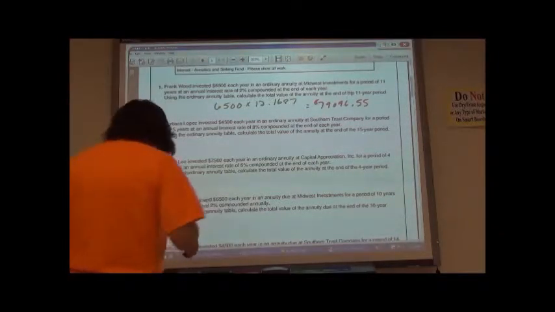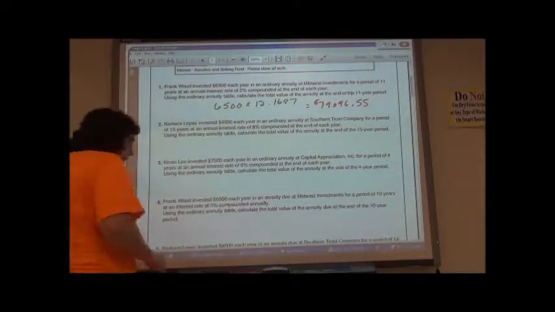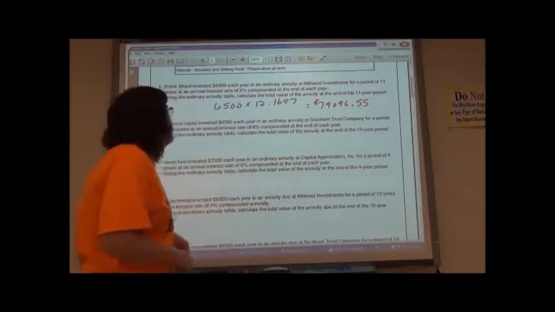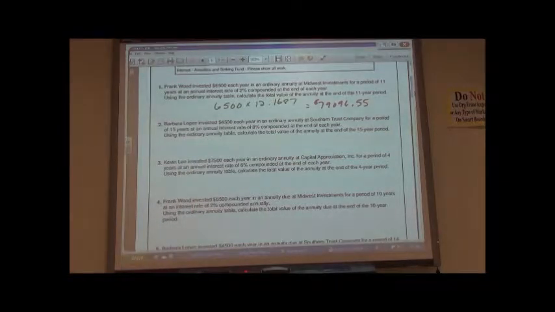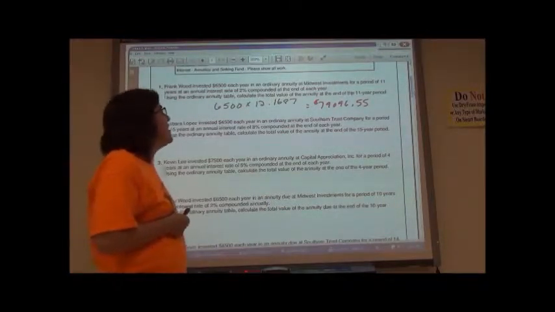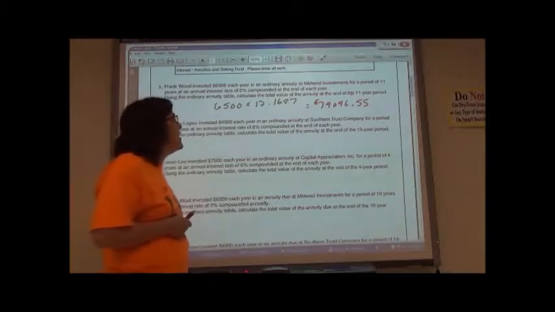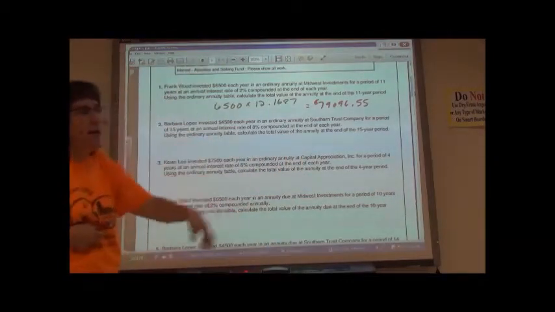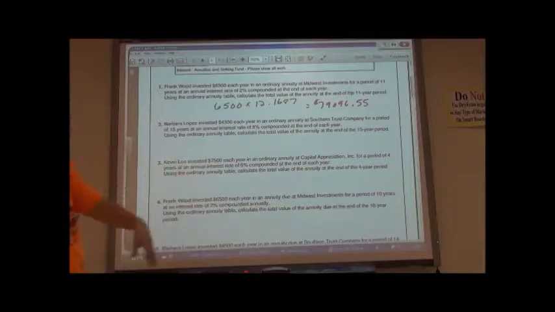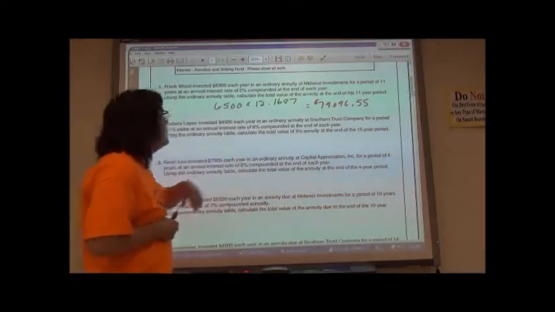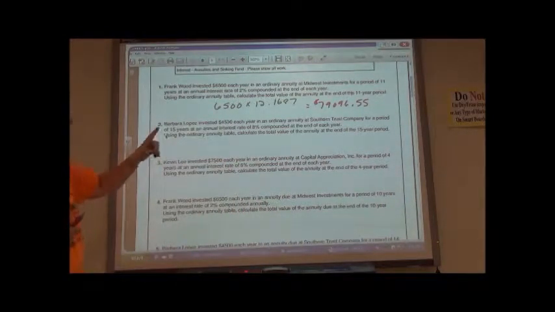So on number 2, same kind of thing there. Barbara Lopez invested $4,500 each year in an ordinary annuity at Southern Trust Company for a period of 15 years at an annual interest rate of 8% compounded at the end of each year. Using the ordinary annuity table, calculate the total value of the annuity at the end of 15 years. So an annuity, we put money in every year. Every year we put the same amount in, $4,500, and we want to know after 15 years, how much money would we accumulate? So 8%, 15 years.